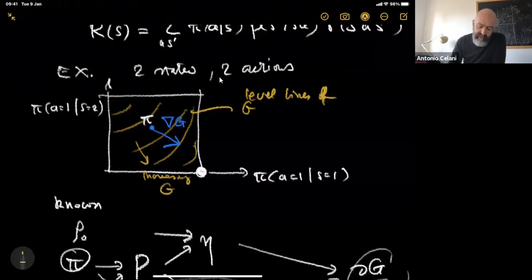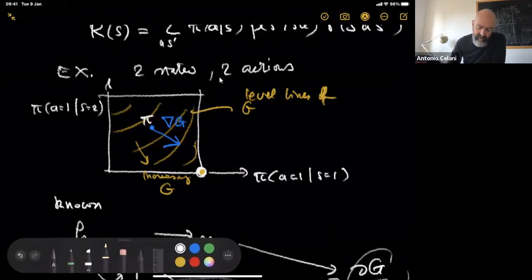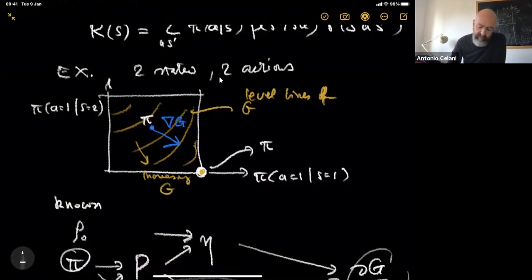And here is the maximum. So this one would be my optimal policy pi star, which according to this sketch would mean every time that you are in state 1, pick action 1. And every time that you are in state 2, pick action 2, because the probability of picking action 1 is 0 here in this point. Okay.